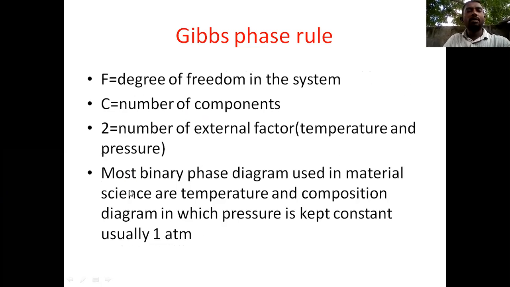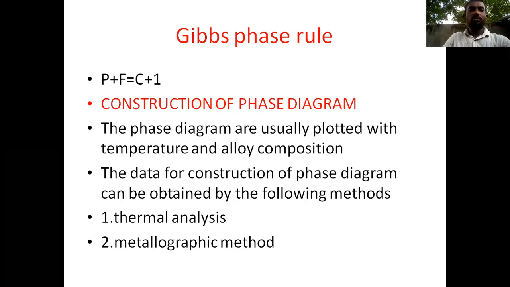See here, another point. Most binary phase diagrams used in material science are temperature and composition diagrams in which pressure is kept constant, usually at one atmosphere. For this, the Gibbs phase rule takes another form: P plus F equals C plus 1.